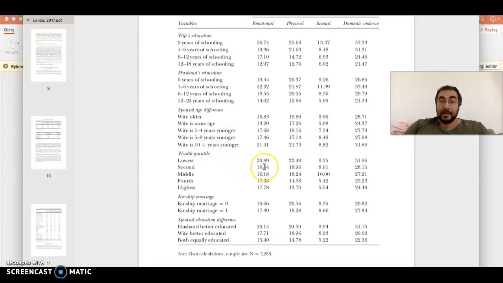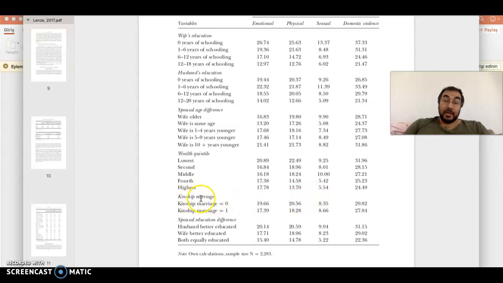Wealth quintile is basically, well, it's also complicated. In the lowest quintile you have a lot of emotional and physical violence. However, in the second quintile and the third quintile, it decreases. In the fourth and fifth quintile, the physical violence decreases, but the emotional violence increases a little bit. Sexual violence is also highest at the middle quintile. It decreases in the second quintile, and it's low in the fourth and fifth quintile. So the effect of wealth difference is really very chaotic, not easy to say what's happening there.